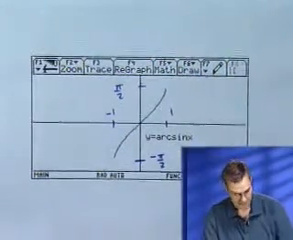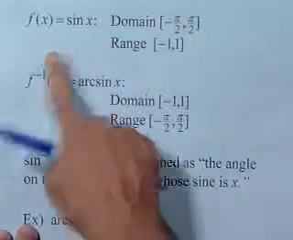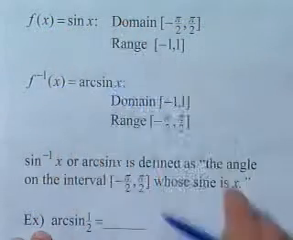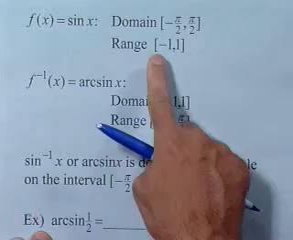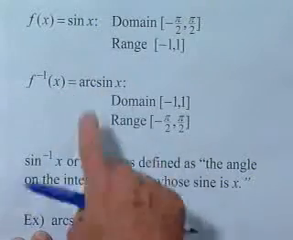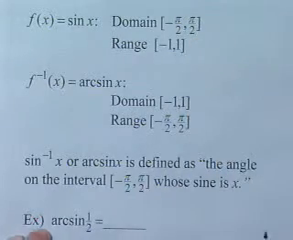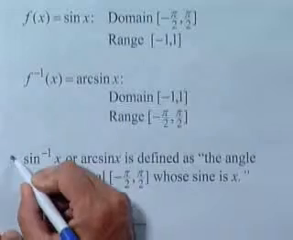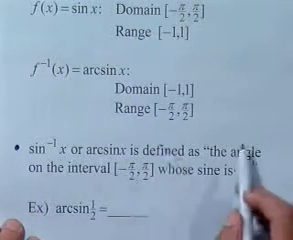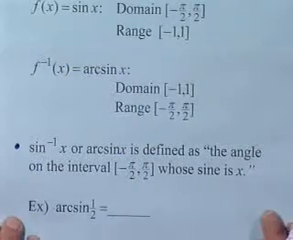So let's write this down. First of all, we're only going to talk about sine x as a one-to-one function right now. So if sine x is 1 to 1, we're going to restrict the domain to negative pi halves to pi halves. The range is going to be from minus 1 to 1. Then we're going to define the inverse function as sine inverse or arc sine. They mean the same thing. And it's going to have domain negative 1 to 1 and range negative pi halves to pi halves. And the important thing is that we know what this function means. We're going to define the inverse sine as the angle on the interval negative pi halves to pi halves whose sine is x.